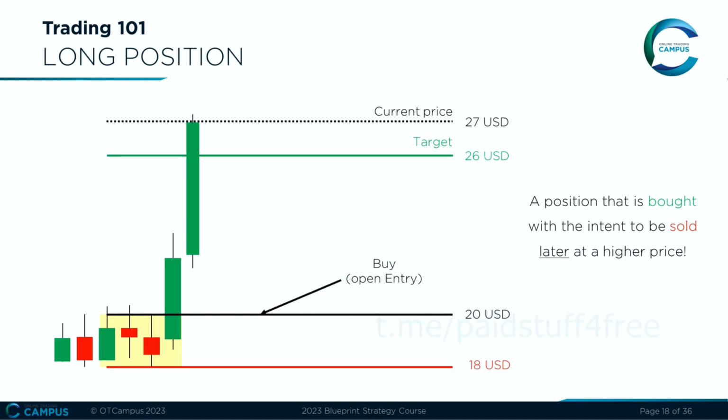Now we can also see that currently price is at $27. Let's say that's also where our target may be, very close to that, at $26. So what this means is current price is at $27, so we cannot buy right now. We have to wait for price to come back to $20 for us to be allowed to buy. After all, we can only go long by placing an entry below current price.